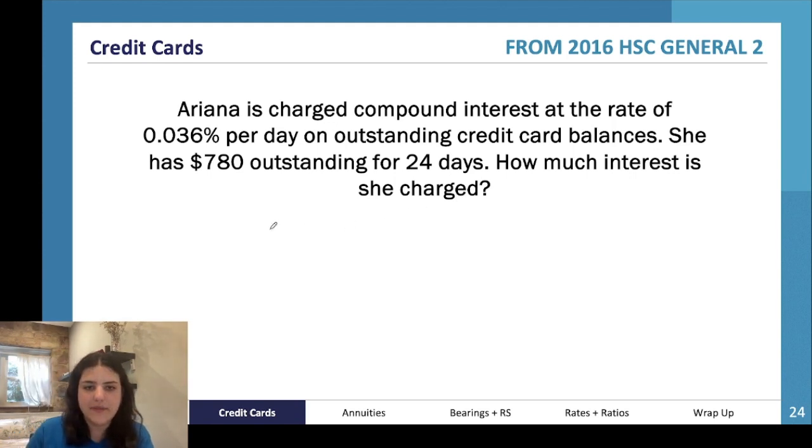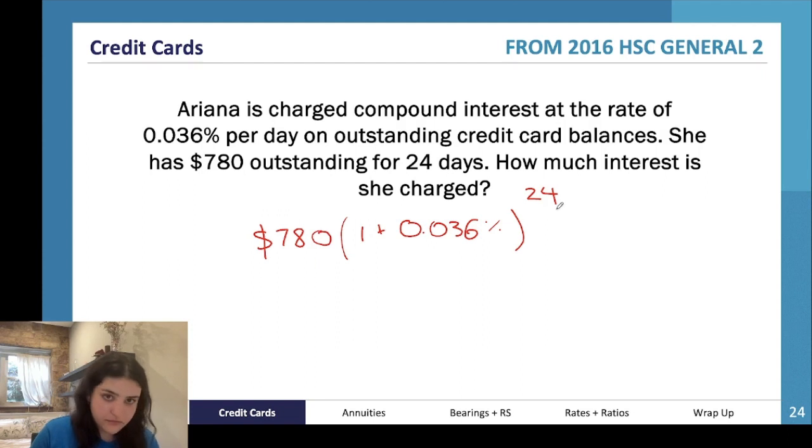Okay, so she has $780. This is a compound interest formula, remember? So we need to do $780, 1 plus our rate, 0.036%, and it is for 24 days. So if we pop that into our calculator, it gives us $786.76. So again, we can just do $6.76.